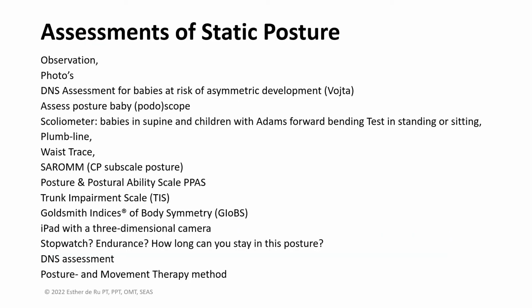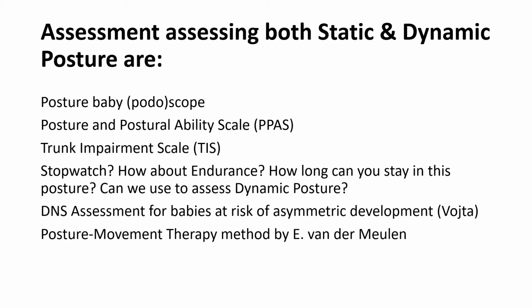We have a number of tools to assess static posture. Most of them assess the total body posture, and some are more specific for the spine and thoracic cage. A number of these tests assess both static and dynamic posture. The posture baby scope, the posture and postural ability scale, the trunk impairment scale, a stopwatch, the DNS assessment, and the HPT translated posture movement therapy method by Elizabeth van der Meulen.